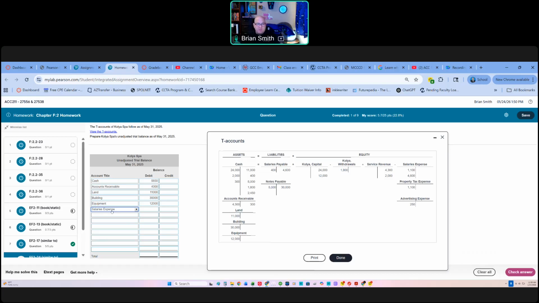Liabilities now, salaries payable. That's a credit. We're taking 4,600 minus 400. It should be 4,200. Notes payable is going to be the 30,000 minus 5,000, which is 25,000. Toyota Capital. Looks like we added $12,000 to the Toyota Capital, so that's going to be 36,000.